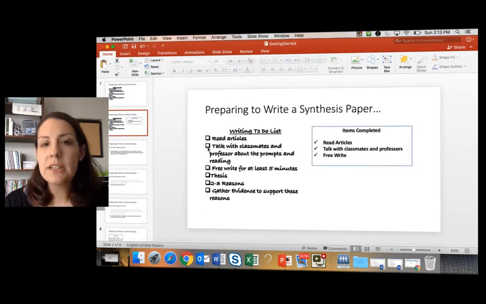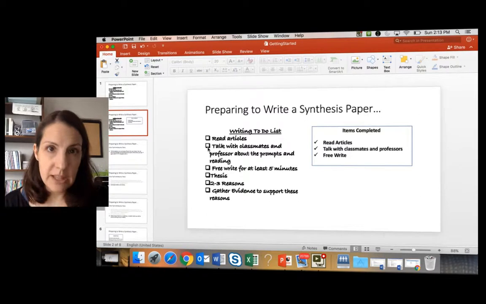Now, what you'll notice is that we've already actually completed several of these tasks. We've read the articles. We've also been talking about the articles in class on our discussion boards. And let's just suppose, for the sake of argument here, that you've already done your free write. That would take us to the next task, which would be creating a thesis. And that's actually what I'd like to focus on today.